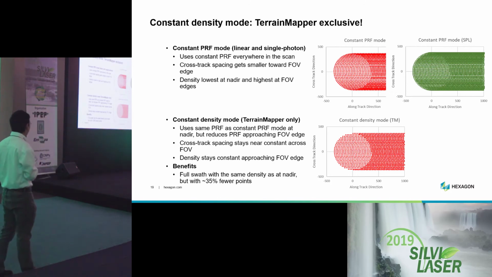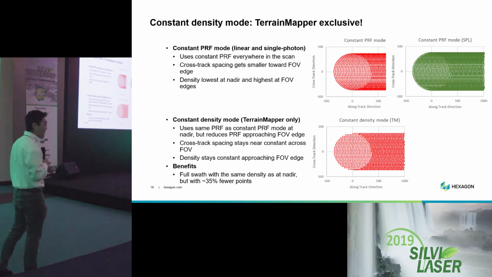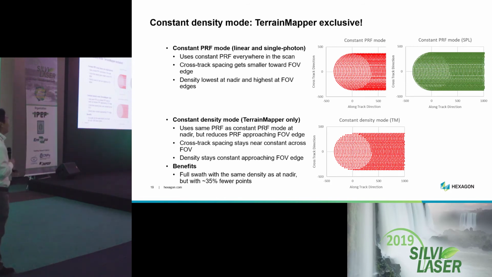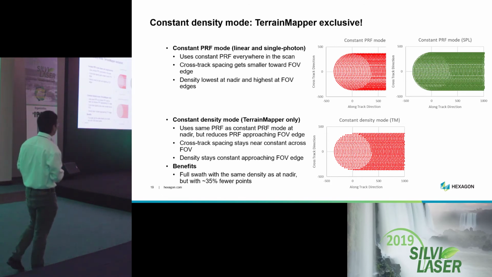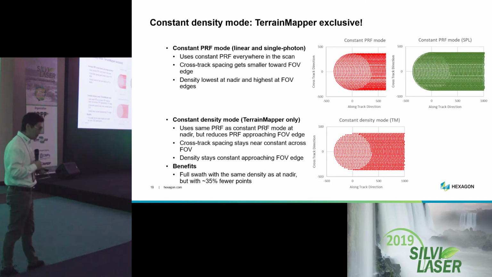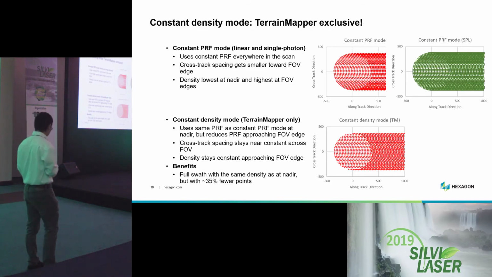Basically, we have this very nice point distribution. It's really good for the algorithms that we use, but we also have a better processing time, because we're talking about approximately 35% fewer points than when you use the highest, constant pulse rate mode where we want the highest density of points. So we have a little bit more space in the nadir area, but at the field of view edge we start to have a lower spacing between the points.